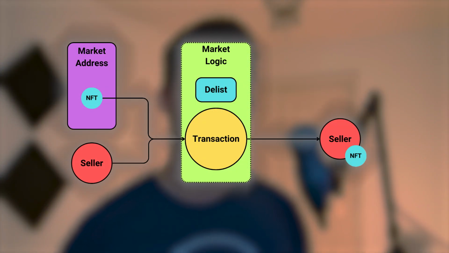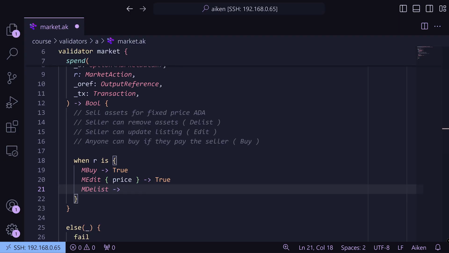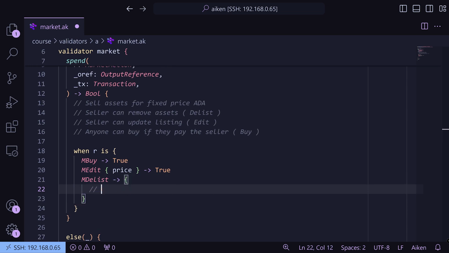Alright, so with Delist, what do we need? We need to make sure that the seller signs the transaction to delist their asset. So we should only allow this redeemer case to pass if the transaction is signed by the seller. The way that we're going to do that is we're going to turn our true into some curly braces, and we're going to say only if signed by seller.